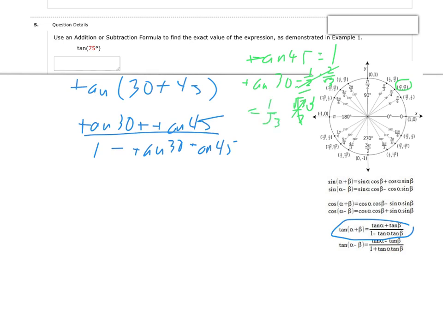You could rationalize that denominator. I'm actually not going to, since I'm going to do some more work with this. So I'm just going to plug that in here. Plus tan 45 is 1 over 1. And then on the bottom here, I'll have 1 over 1 minus tan 30 times 1.